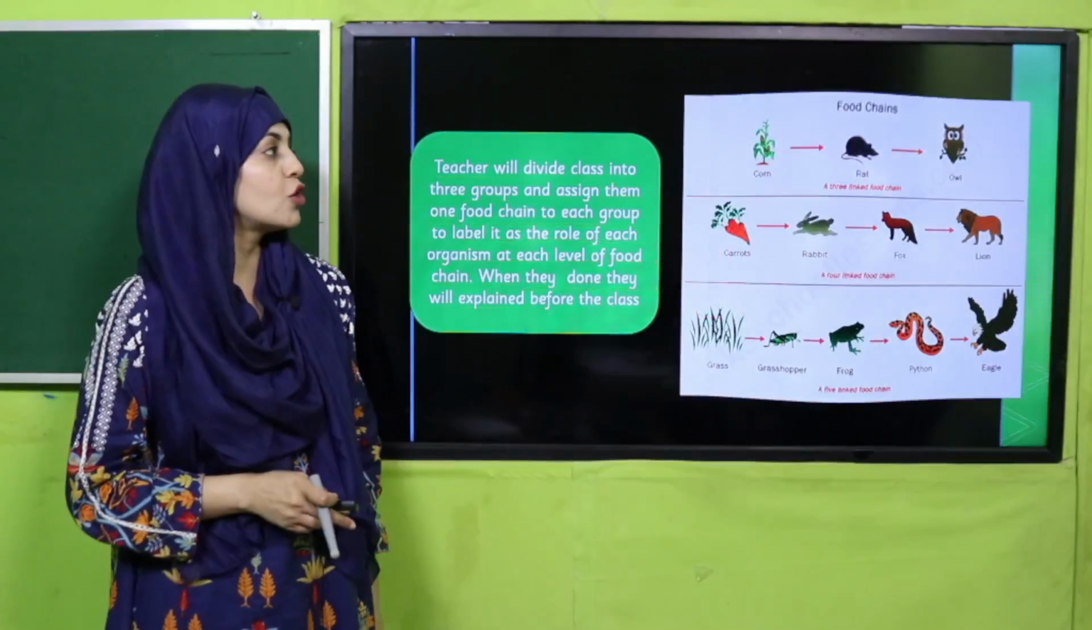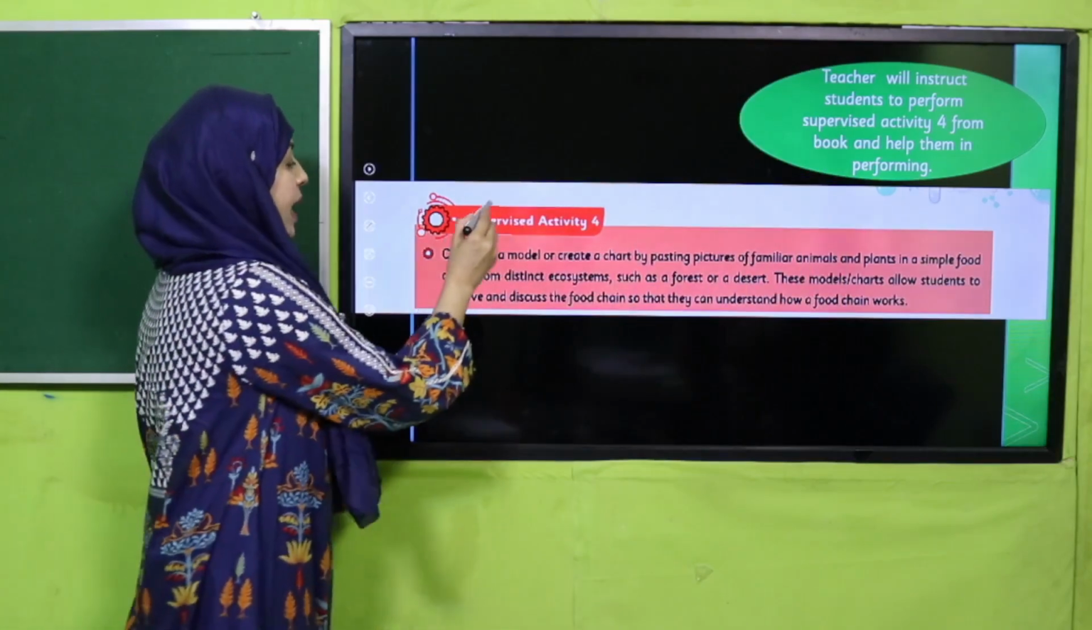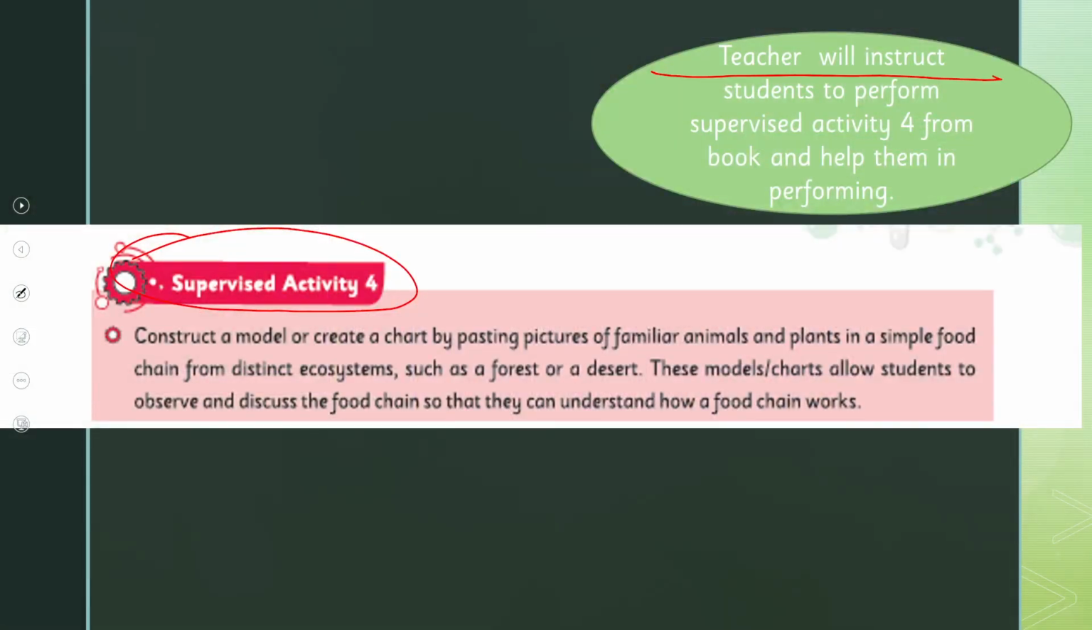I hope you have enjoyed the activity. And the other activity given here is supervised activity number 4. It is given in your books. Teacher will instruct students to perform supervised activity number 4 from books and help them in performing.